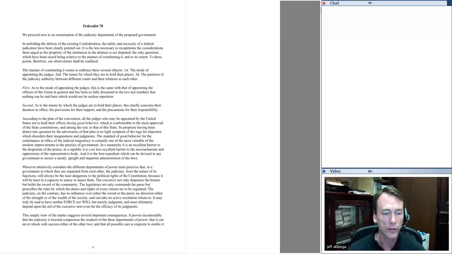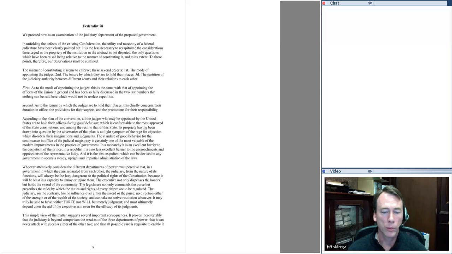It says, Hamilton saying, "According to the plan of the convention, all the judges who may be appointed by the United States are to hold their offices during good behavior, which is conformable to the most approved of the state constitutions, and among the rest, to that of this state." In other words, a lot of state constitutions have good behavior. It's an old English tradition, and here in the state of New York, we have it as well.